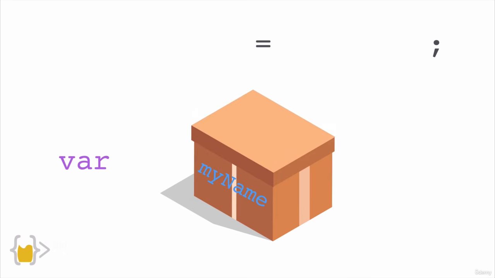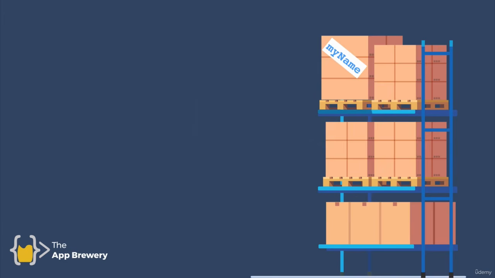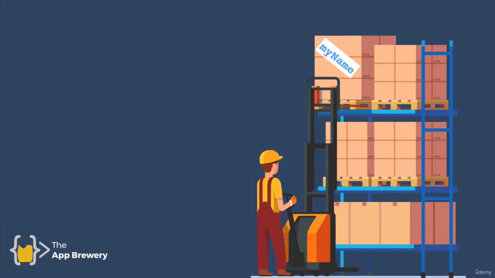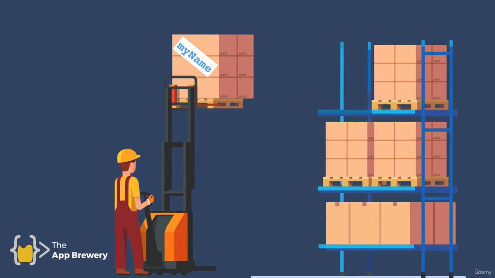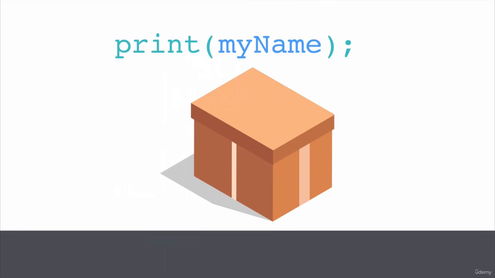So now I have this shelf, and as you create more and more variables, you'll build up shelves full of these boxes. And whenever you need one, you can go ahead and pull it off the shelf and open it to see what's inside. So, for example, if I wanted to print the value of the variable I just created, my name, this is how I would write it.